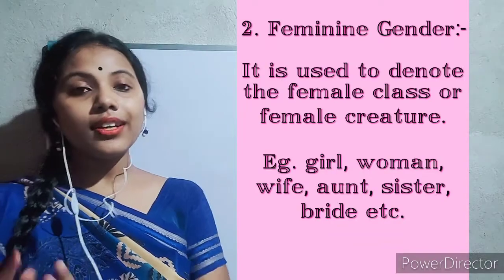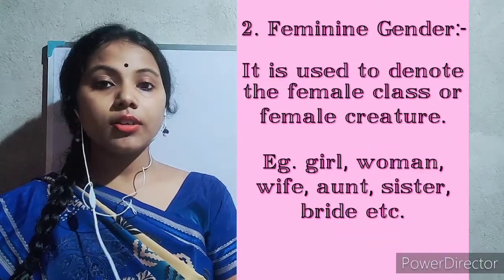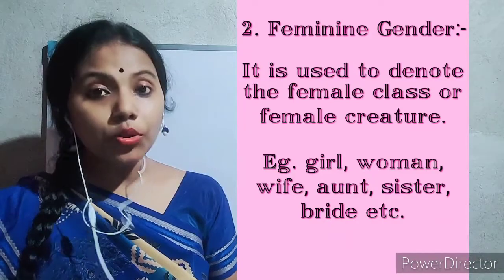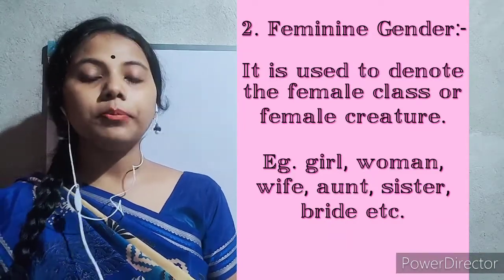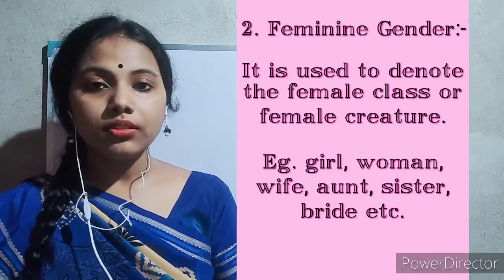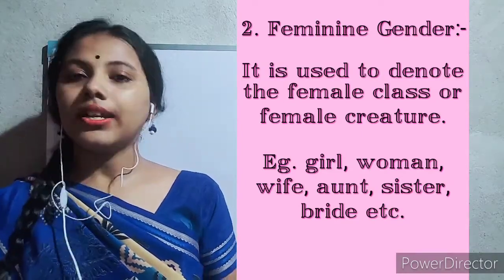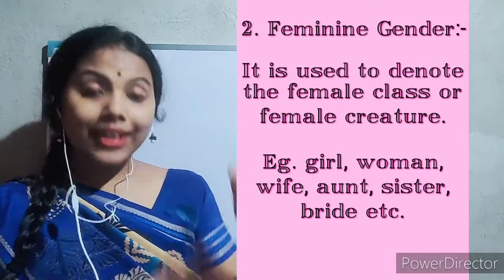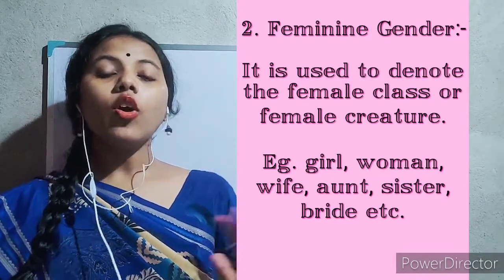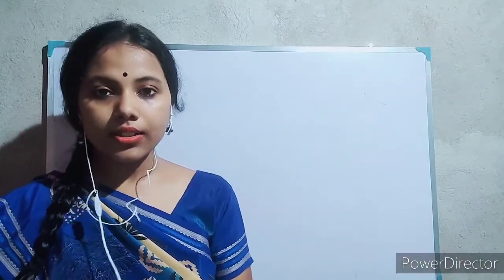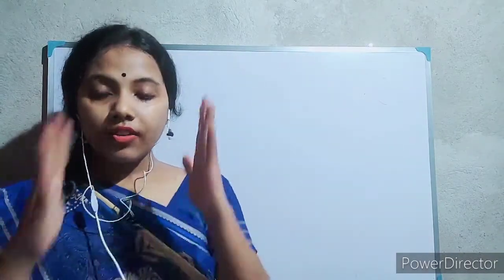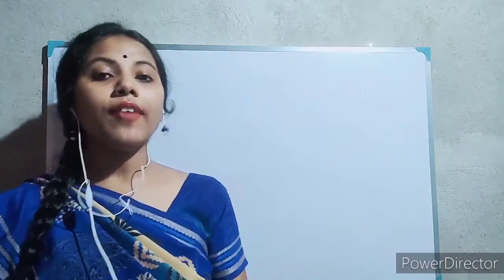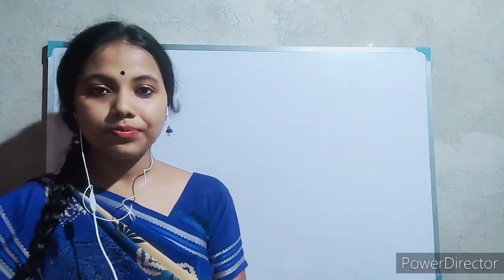Yes, feminine gender is just the opposite of masculine gender, because feminine gender is used to suggest the female creature or female class. For example, wife, woman, girl, sister, etc. If you see the examples, then you will understand all of these words suggest any of the female creature or female class. So you see, masculine, male, feminine, female. So you have to just understand these two things.